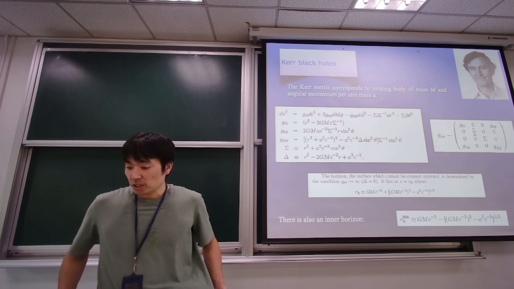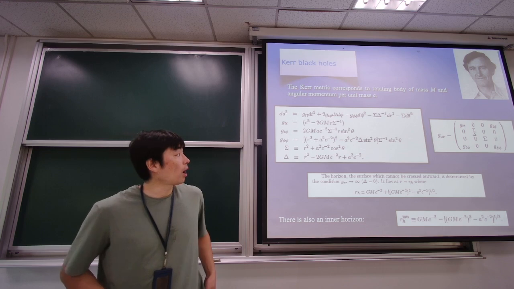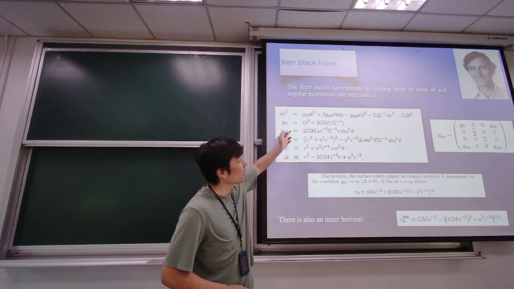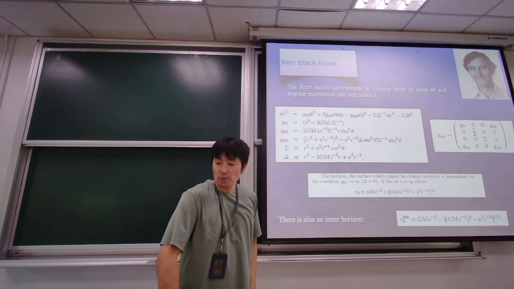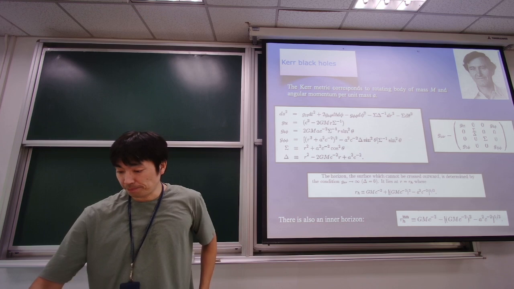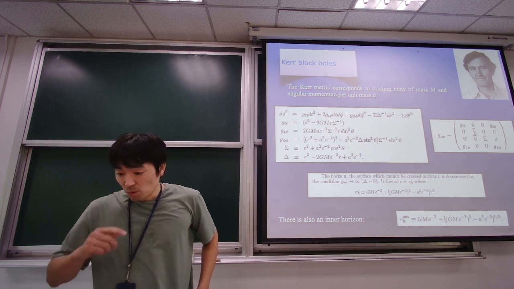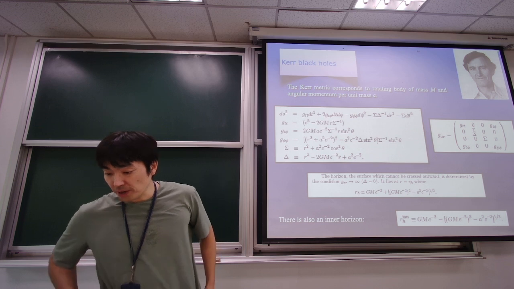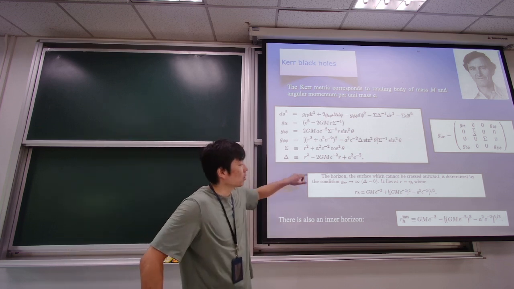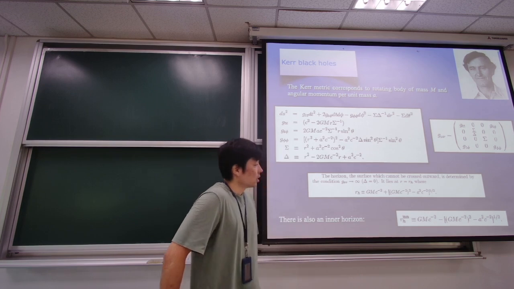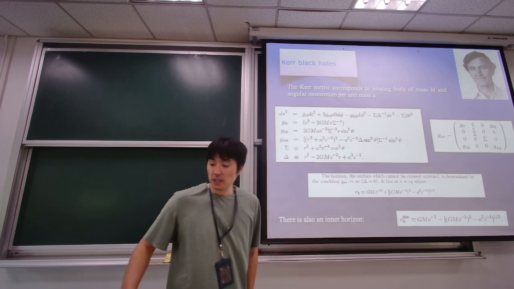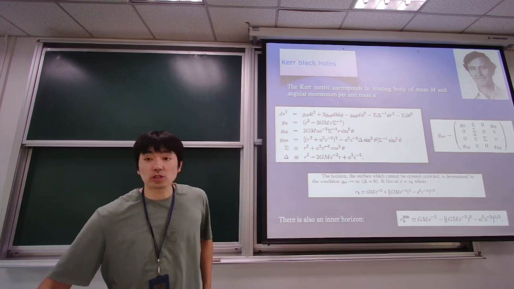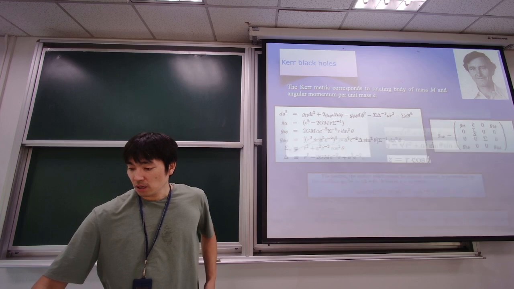The Kerr metric is given here, and the important part is this g_tφ. Unfortunately, the resolution is not good. So this will give you some rotation. And then the horizon will appear when delta equals 0. So this is the outer horizon, this is the inner horizon. But anyway, let me move on.